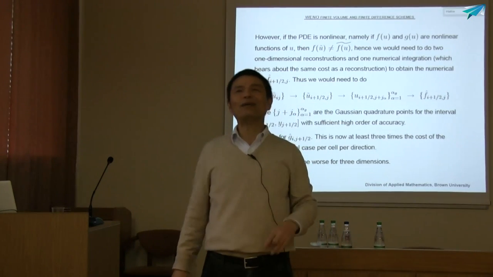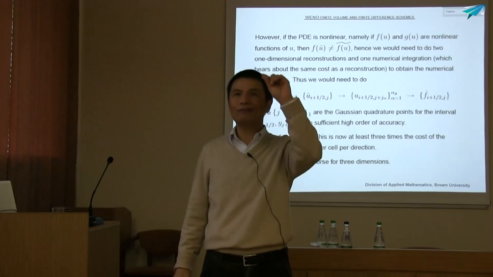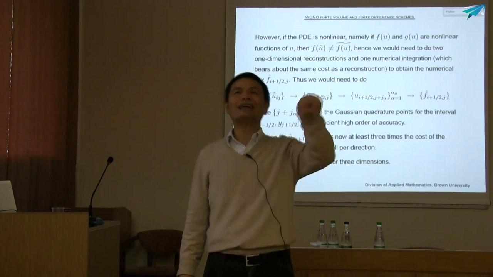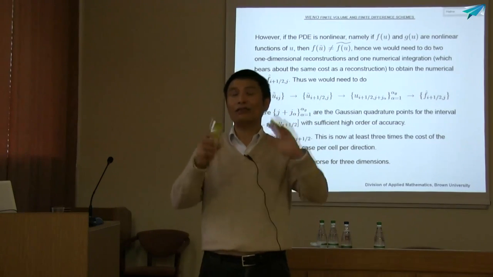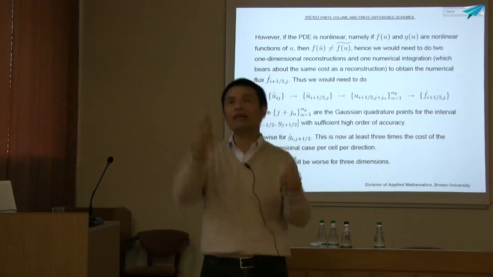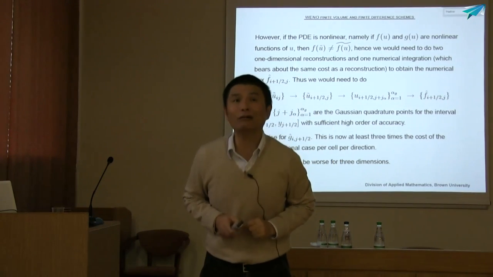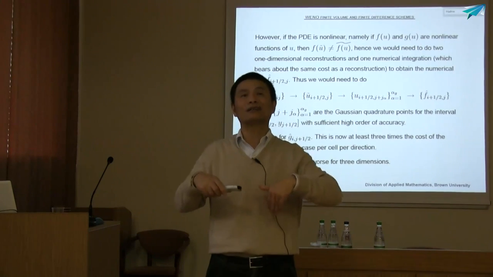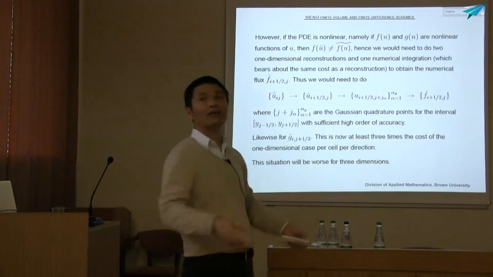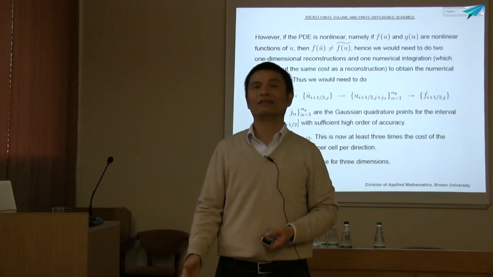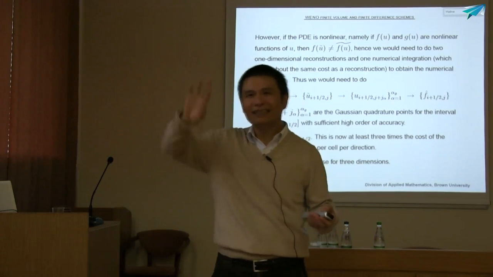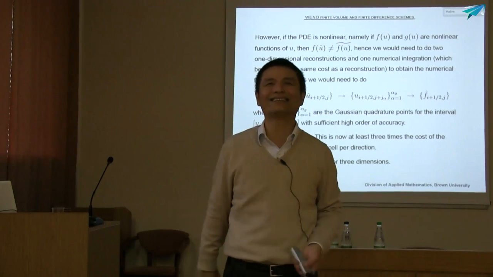What do I mean? I mean, if you first take the integral in y, you get the cell average in y, and then you put f on top of it. F is a nonlinear function, let's say square. You first take the integral and then you square the result. It is not equal to first taking the square and then taking the integral, right? Integral then square is not equal to square then integral. You can find out yourself.